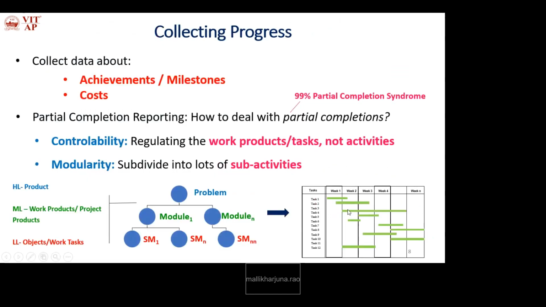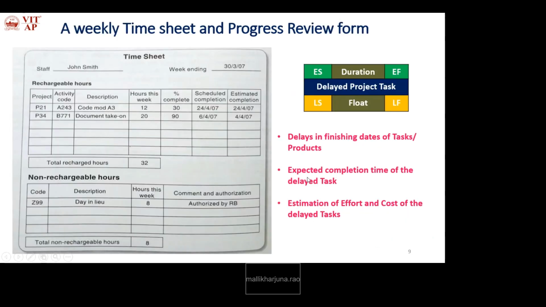By any chance, if any task is delayed, it shows an impact on the dependent activities. The remaining dependent activities have to wait, and those activities will also be delayed. So we need to work more. That is rechargeable hours. In order to finish the project on time, how many hours do we have to work extra?